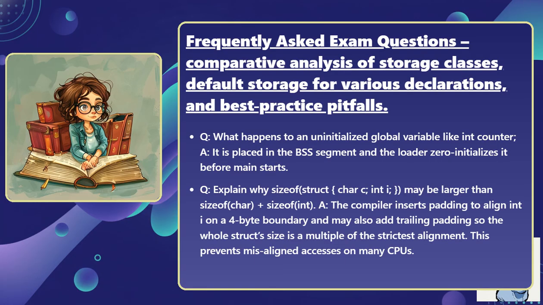Question: explain why sizeof(struct { char c; int i; }) may be larger than sizeof(char) + sizeof(int). Answer: the compiler inserts padding to align int i on a 4-byte boundary and may also add trailing padding so the whole struct size is a multiple of the strictest alignment. This prevents misaligned accesses on many CPUs.